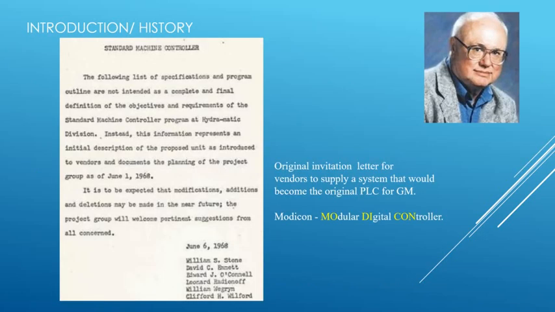This was the letter GM gave to different vendors. GM in 1968, that was June 6. So what they said is, we want a company or a contractor who can take a project from us and manufacture. During that time, they called it standard machine controller. Nowadays, we call it PLCs, programmable logic controllers. So they said, we want that to work, and the purpose of that PLC or standard machine control is this and that. That's what they described.